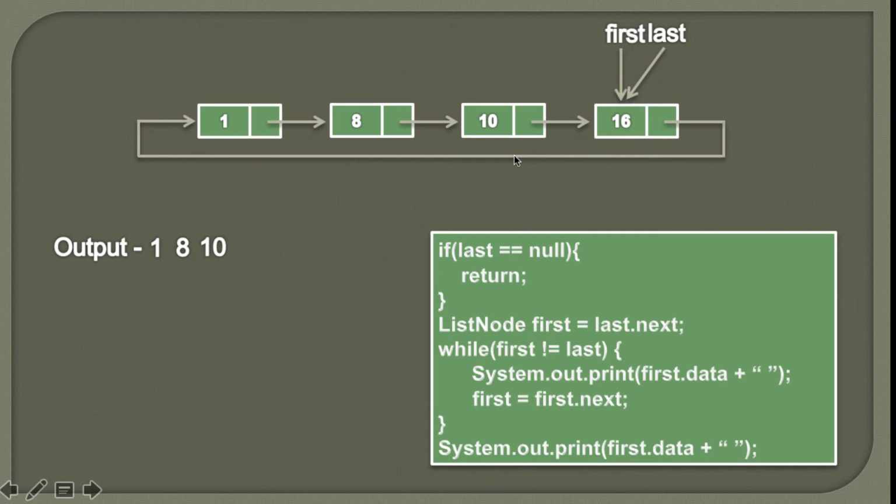Moving ahead. So friends, now here you see first and last both are pointing to this fourth node. Therefore first is equal to last. So the condition in while loop comes out to be false. So therefore the while loop breaks out.